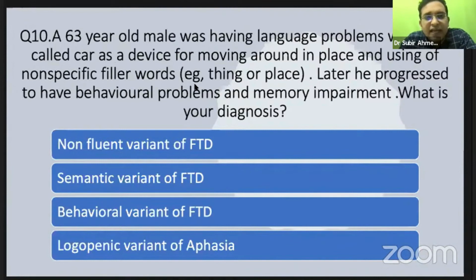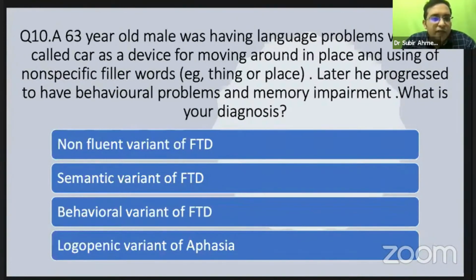A 63-year-old male had developed language problems where, instead of calling a car, he called the car a device for moving around in a place, and was using filler words. For example, asking for a jug, he was telling, take that, take this, etc. And later this progressed into some memory impairment and some behavioral problems. So what do you think the diagnosis is? He was not getting words for the things. For example, umbrella, he was not getting the word, etc. So specific words, names, etc., he was not getting. So what is the diagnosis for this?